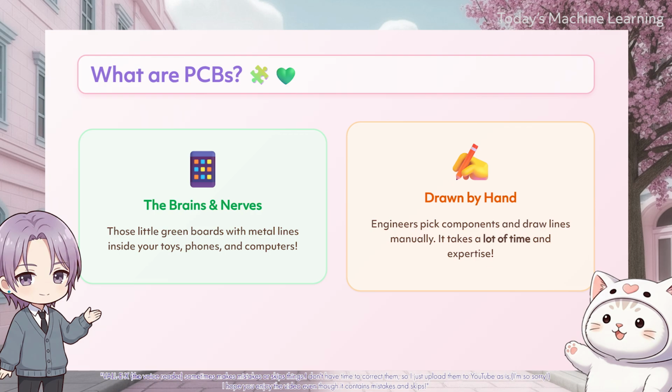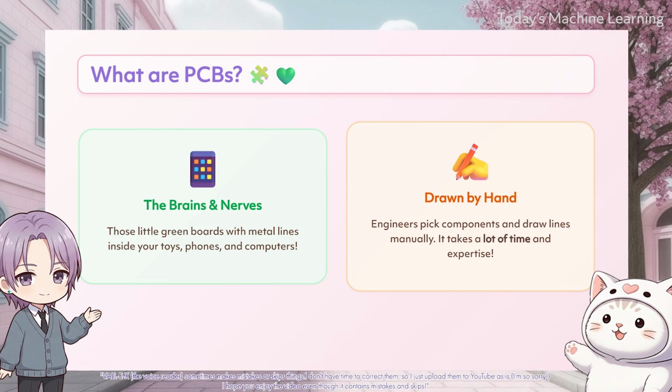So what is this paper all about? Let us start by talking about printed circuit boards, or PCBs for short. We know those little green boards inside your toys, computers and phones. The ones with all the tiny little metal lines and black squares? Right. Those are PCBs. They are the brains and nervous systems of almost every electronic device we use.